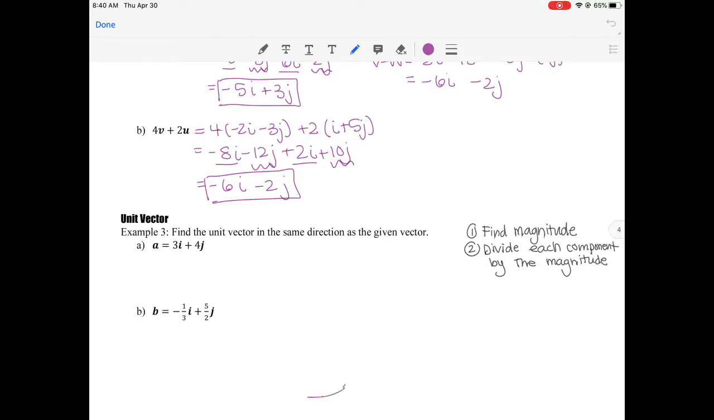So here, the magnitude of a is equivalent to the square root of 3 squared plus 4 squared. So we get the square root of 9 plus 16, which is the square root of 25. So we get the magnitude is 5. So what we're saying to do here is take each of those components. So if we want to think about the unit vector a, then we're going to take 3i and divide it by 5, so I'll have 3/5 i, plus 4 divided by 5 j. So this is our unit vector.